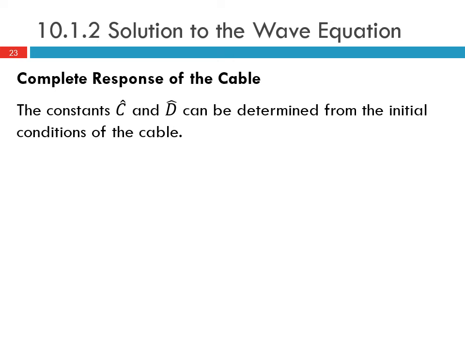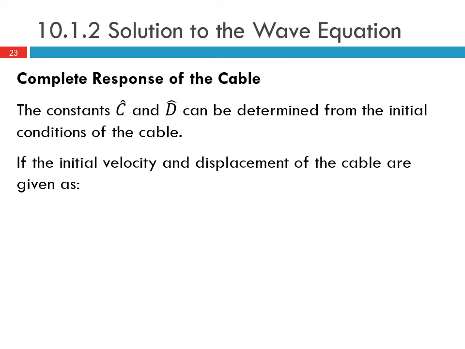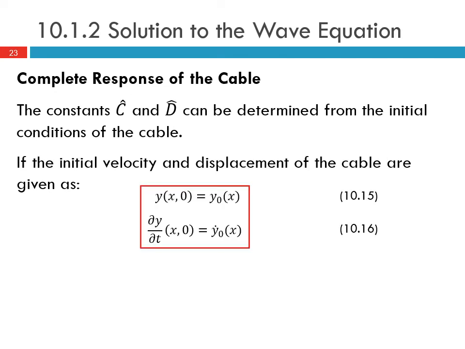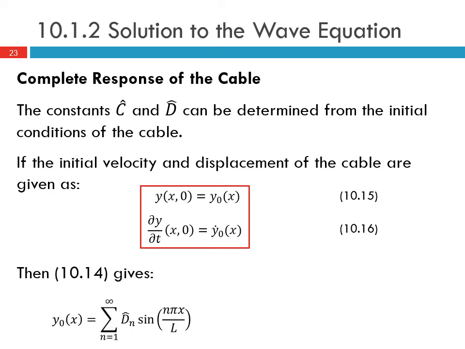Now these constants c hat and d hat can be determined from the initial conditions of the cable. If the initial displacement and velocity of the cable are given as y of x and 0 is y0 of x, and partial y by partial t of x and 0 is y dot 0 of x, then our expression gives that y0 of x is equal to the sum of n goes from 1 to infinity of dn sine n pi x over L, and y dot 0 is equal to the sum of n equals 1 to infinity of nc pi over L cn sine n pi x over L.